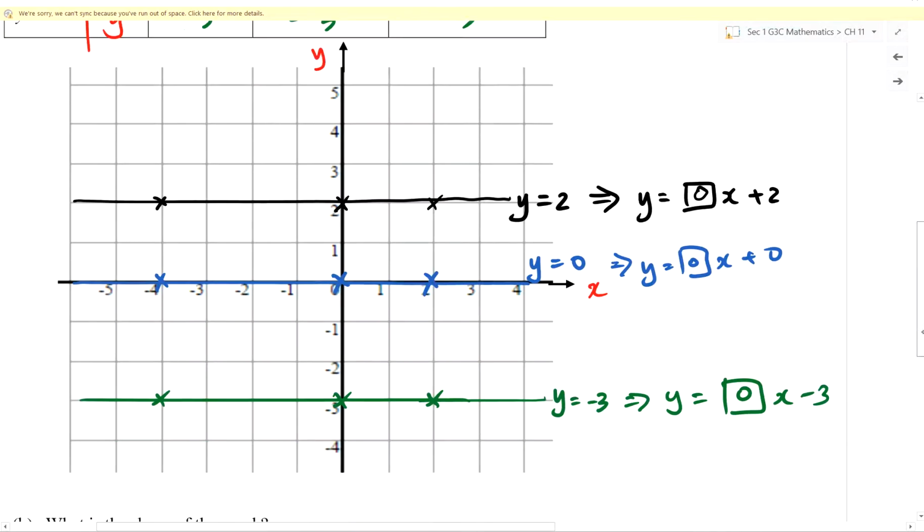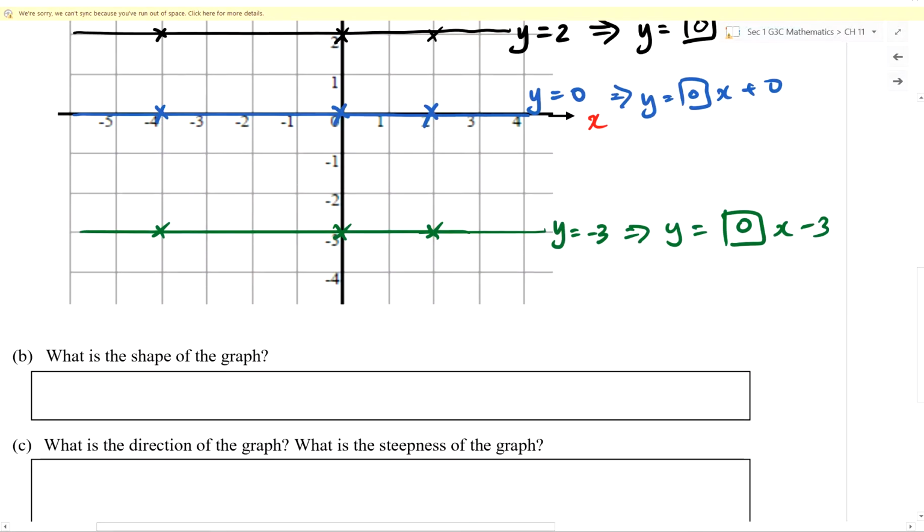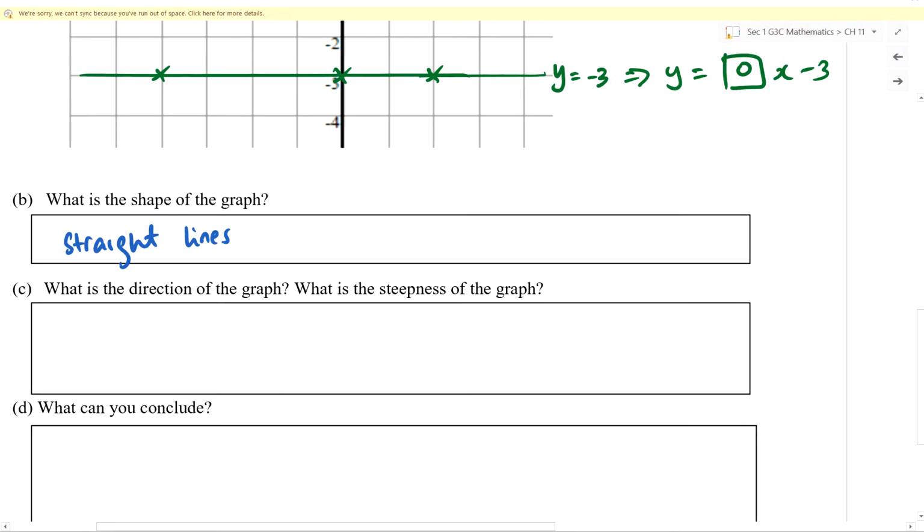Okay, let's fill in the blanks at the bottom. What is the shape of the graph? They are straight lines, yes. What is the direction of the graph? Is it sloping up or sloping down? Neither. It is not sloping up, it is not sloping down. So we say it is horizontal. What is the steepness? It is not positive, it is not negative. So we say steepness, which is the same as gradient, is equal to 0.